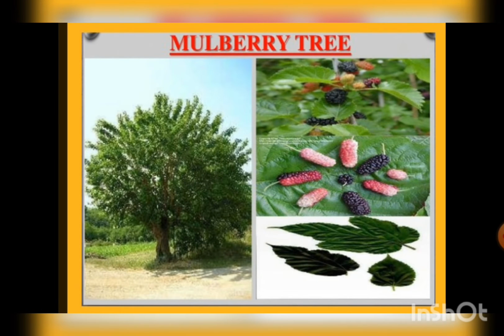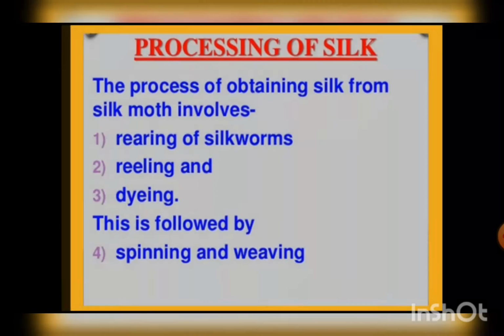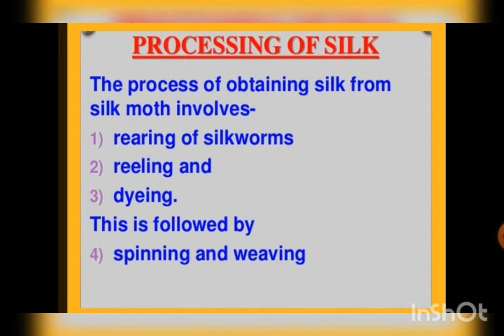Now here is a mulberry tree. They mostly feed on this leaf. The processing of silk. The process of obtaining silk from the silk moth involves 4 steps. First is the rearing of the silkworms, then reeling, then dyeing, and this is followed by spinning and weaving.